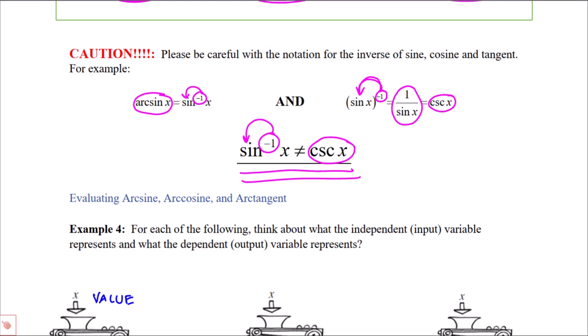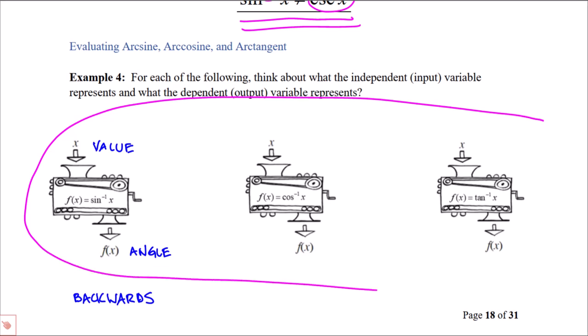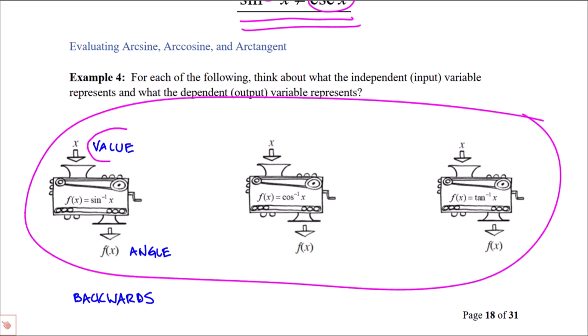Different, different, different. So the basic idea I want you to take away for all three of these is that you're plugging in a value and out's going to come an angle. Same is true for inverse cosine and inverse sine, along with inverse tangent.